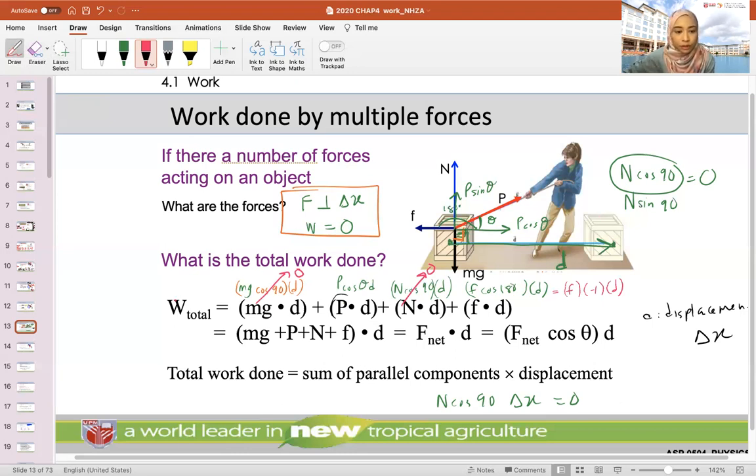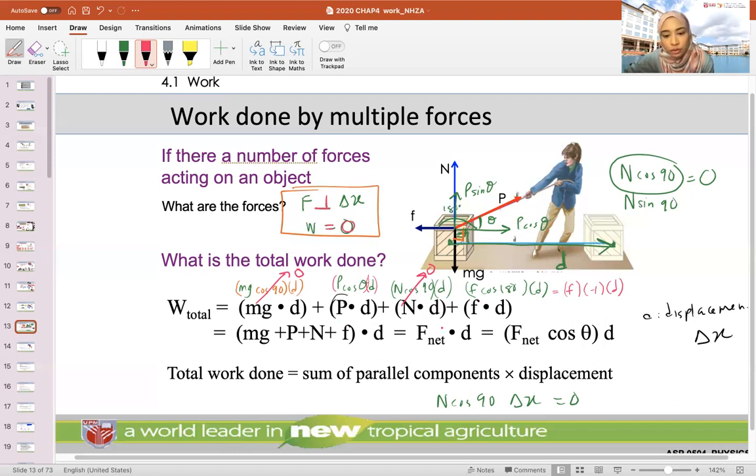So what do you get for your total work done? You get P cosine theta times D. I don't know what theta is, but it has a value, it is not 0. And then F times minus 1 times D. You add these two together, that is your total work done. So what can you conclude here? Only parallel forces will contribute to the work done. Only parallel forces. Perpendicular force will give you a 0. Okay, so this is the first approach.